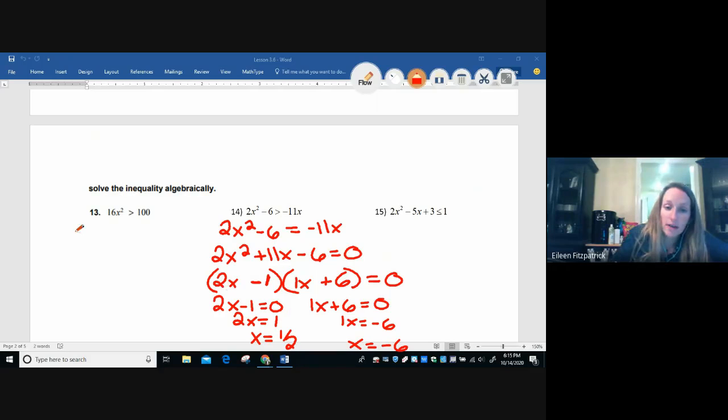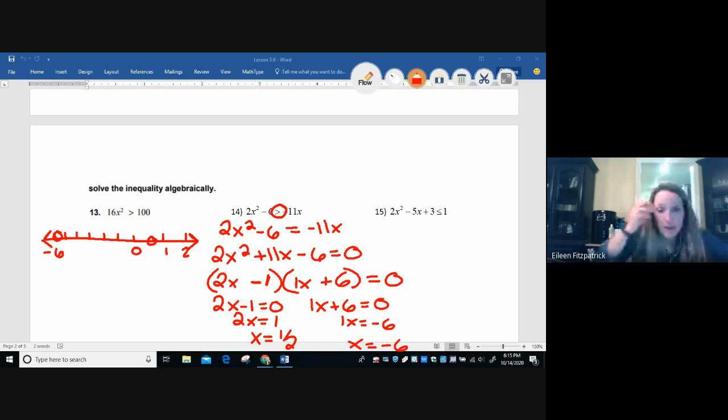Okay. So again, if I was graphing, I'm going to have my number line. I'm going to have an open circle because there's no bar under the inequality. So an open circle on -6 and an open circle on 1/2. So here's 1, 2, open circle on 1/2. And then -1, -2, -3, -4, -5, -6, open circle on -6.